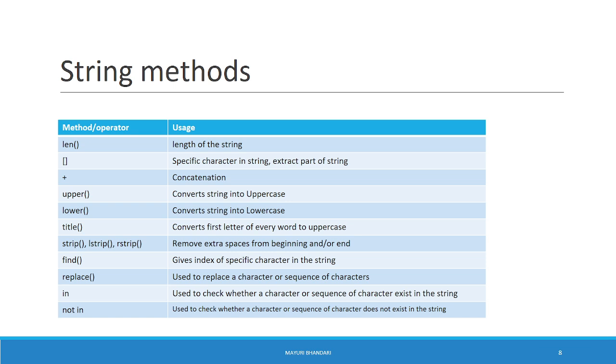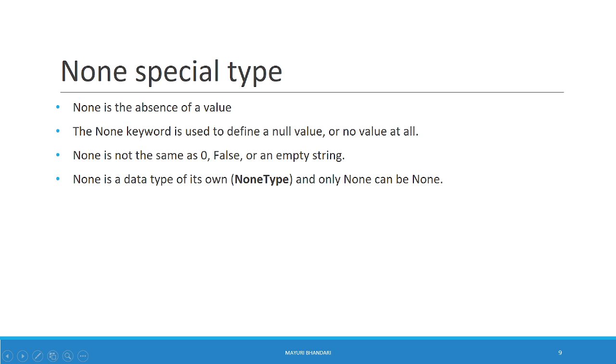Okay, fine. Now next we will see one special data type in Python, that is the none type. None is the absence of a value. When there is nothing assigned to a variable, when there is no value stored in the variable, that data type is called none. The none keyword is used to define a null value, or no value at all. You must have used null; in Python, to store a null value we use None.